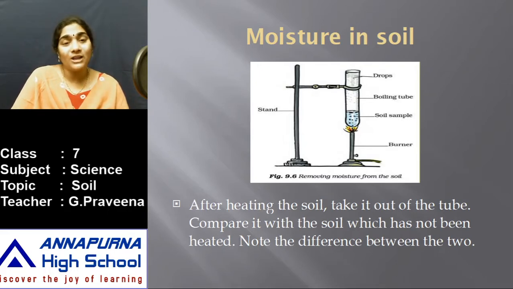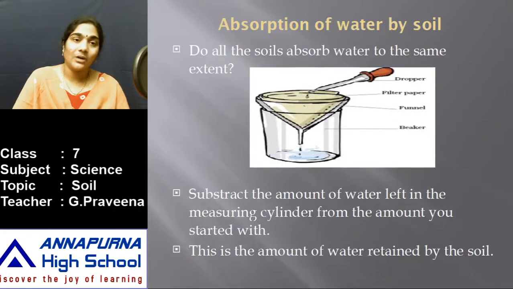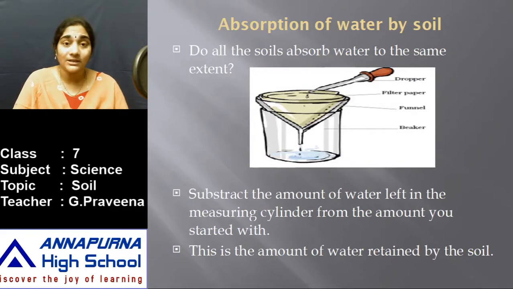In the sense, all the different types of soil consist of moisture. After heating the soil, you take it out of the test tube and compare it with the soil which has not been heated. After heating, the water in it gets evaporated. You try to compare this heated soil with another sample of soil which has not been heated, and note down the difference between the soils. This activity will explain that the soil consists of moisture in it. Now another property is absorption of water by soil.